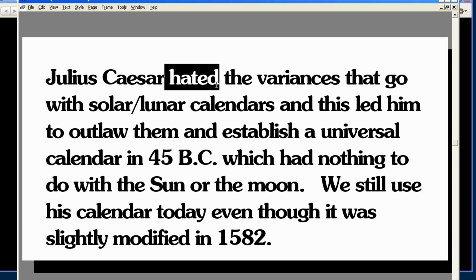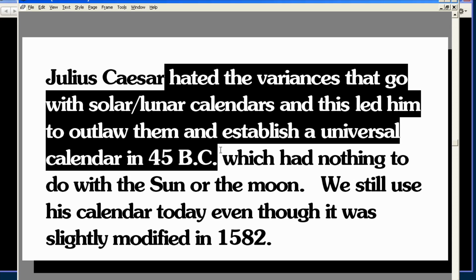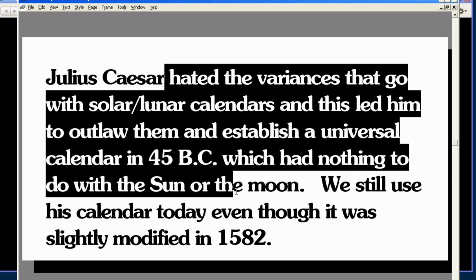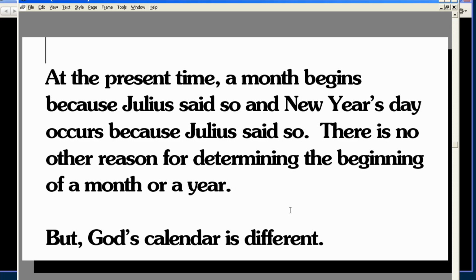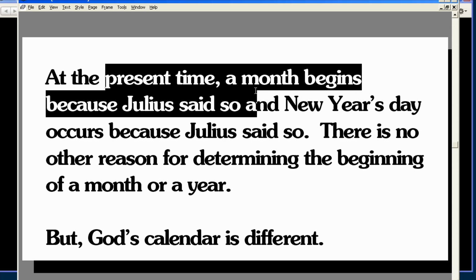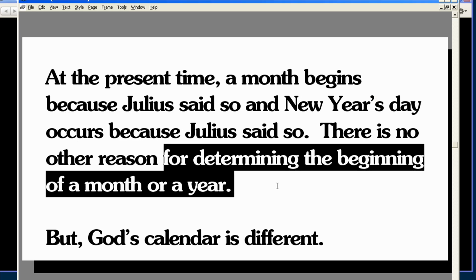Julius Caesar hated the variances that go with solar-lunar calendars, and this led him to outlaw them, and he established a universal calendar in 45 BC, which had nothing to do with the sun or the moon. In fact, we still use his calendar today, even though it was slightly modified in 1582. At the present time, a month begins because Julius said so, and New Year's Day occurs because Julius said so. There is no other reason for determining the beginning of a month or a year at the present time.